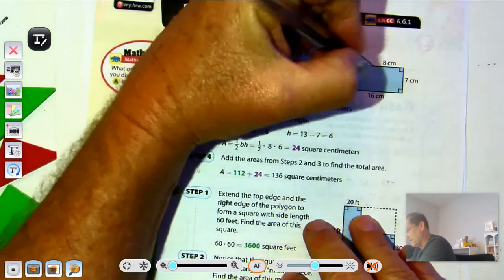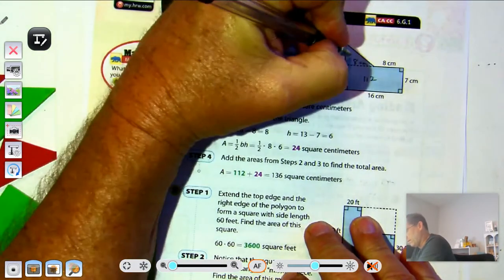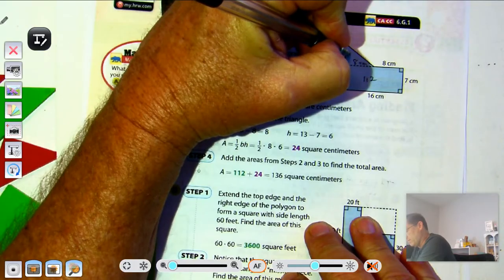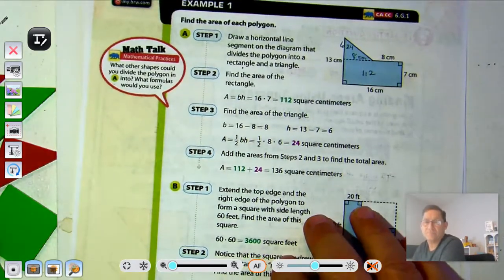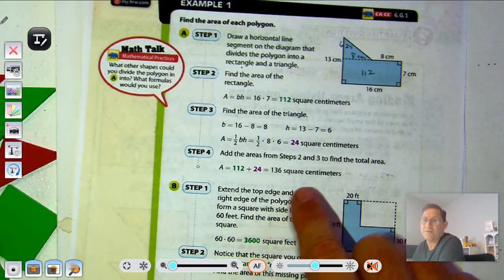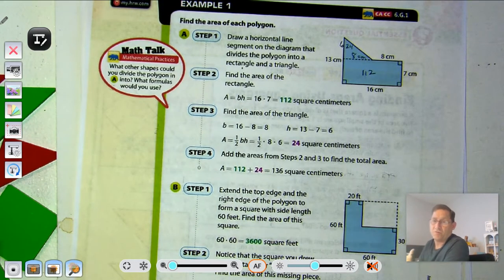Then we just have to add those together. We have 112 for the rectangle, and we have 24 for the triangle. So 112 plus 24 is 136. So that's all we're really going to be doing.